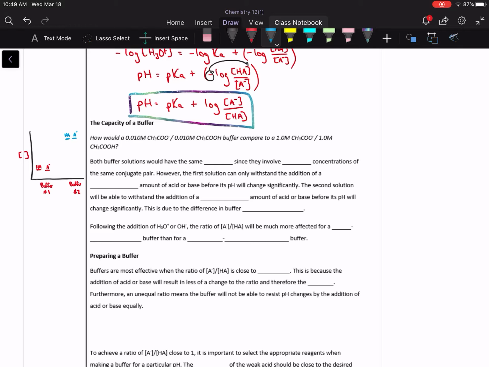The capacity of a buffer simply refers to how much acid or base we can add to a buffer solution before its pH will significantly change. In this example, we have the same conjugate pair being used, acetate ion and acetic acid, at equal concentrations in each buffer solution, but the concentrations of the second buffer are about 100 times more than the buffering concentrations in the first buffer.